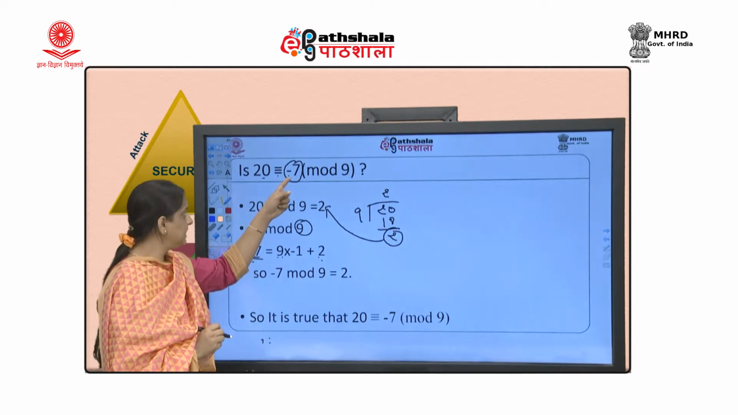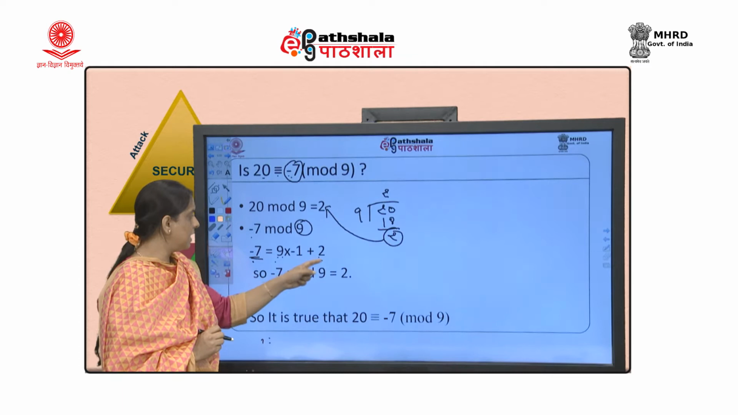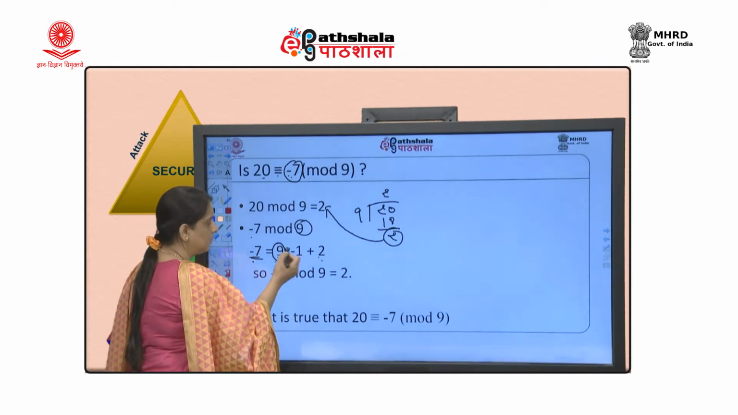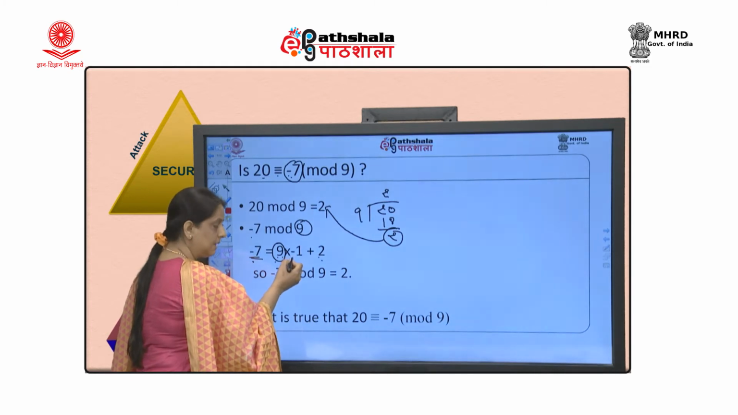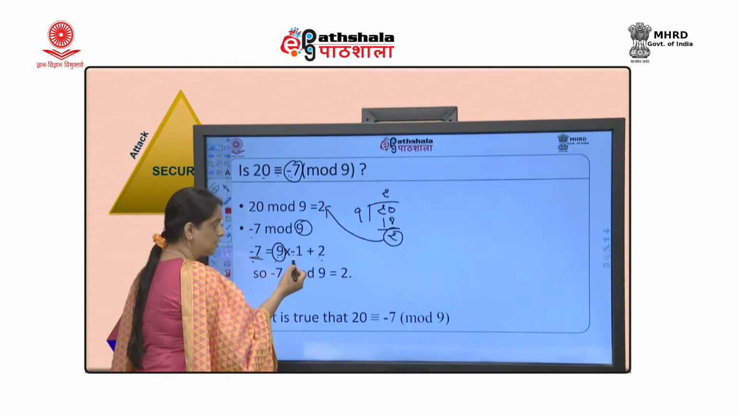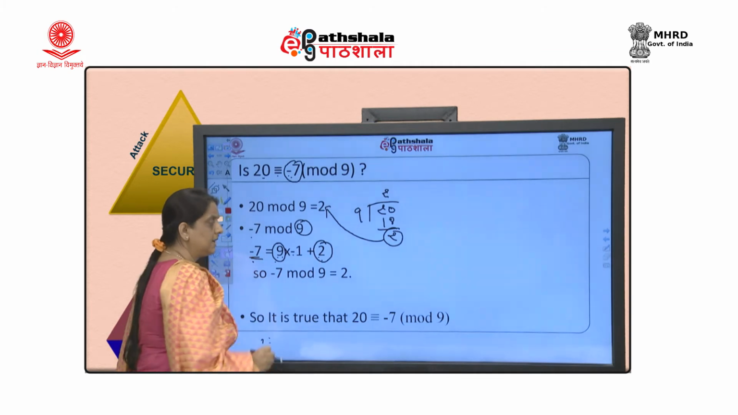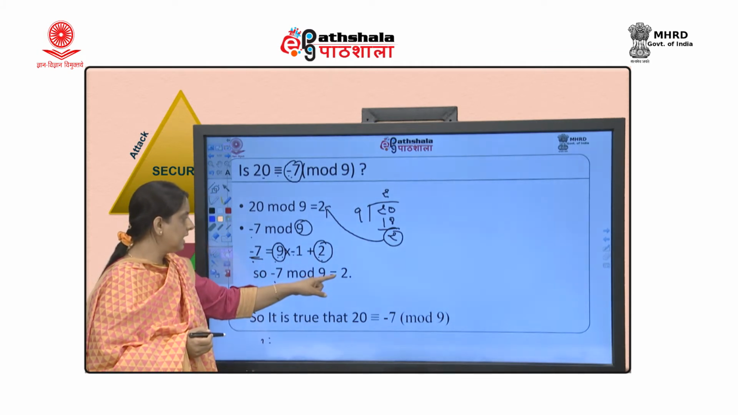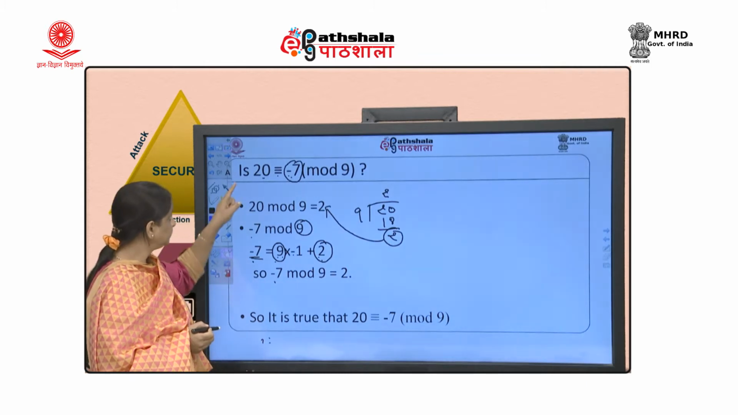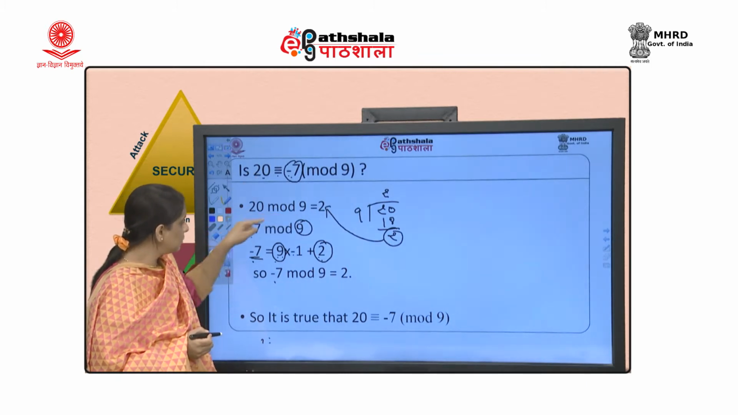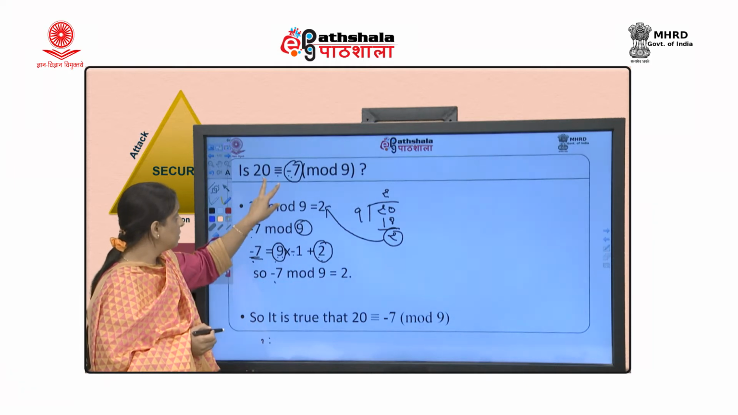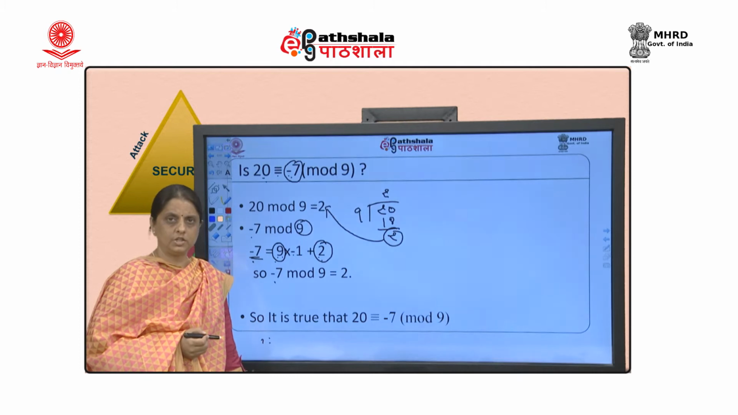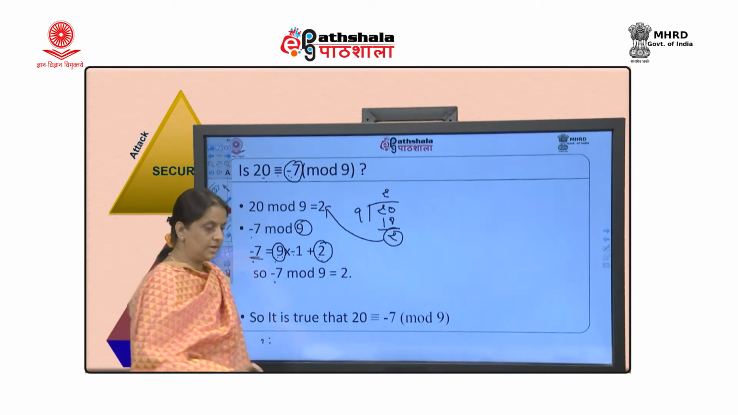I think you got my point. If you have a negative number, what do you have to do? You have to try to convert it to positive. How? Take the modulo, multiply it by -1, -2, and so on, till you get the remainder to be positive. So, -7 mod 9 again gives you 2. So, 20 mod 9 is 2, -7 mod 9 is 2. So, they are congruent. It is true that 20 is congruent to -7 mod 9.